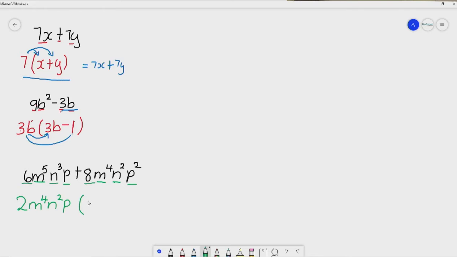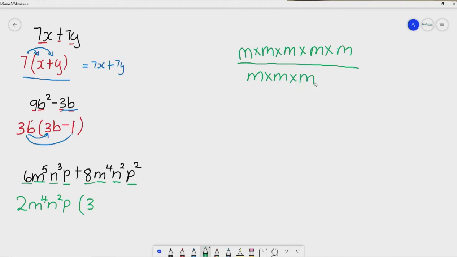6 divided by 2 gives us 3. So let me just show you m to the power of 5 divided by m to the power of 4. We know that m to the power of 5 is m multiplying by itself 5 times, and m to the power of 4 is m multiplying by itself 4 times.